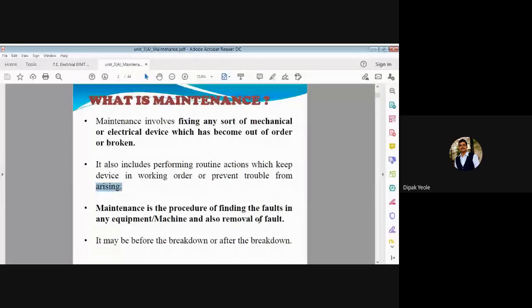So if someone asks you what is maintenance, it is a procedure of finding the faults inside the electrical equipments, and after finding the faults we have to remove the fault also.